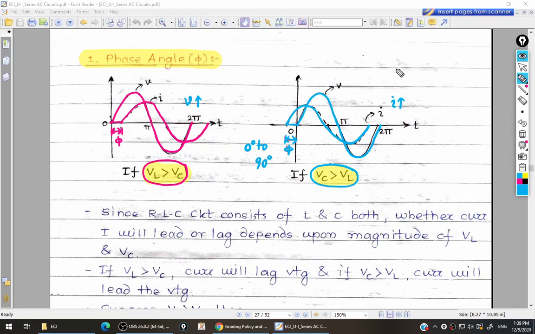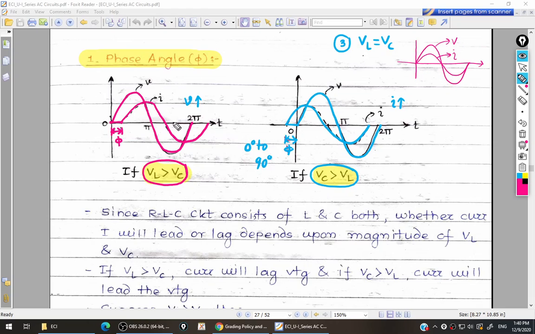Now if we consider the third case, we are assuming VL is equal to VC, meaning both voltages are the same. In that case, your VL and VC are opposing each other, so they will cancel out each other. Suppose this is your voltage. Since VL is equal to VC, your circuit is resistive, and we know that in a resistive circuit, voltage and current are in phase. So you will get the waveform like this. This is nothing but your voltage, and this is nothing but your current.